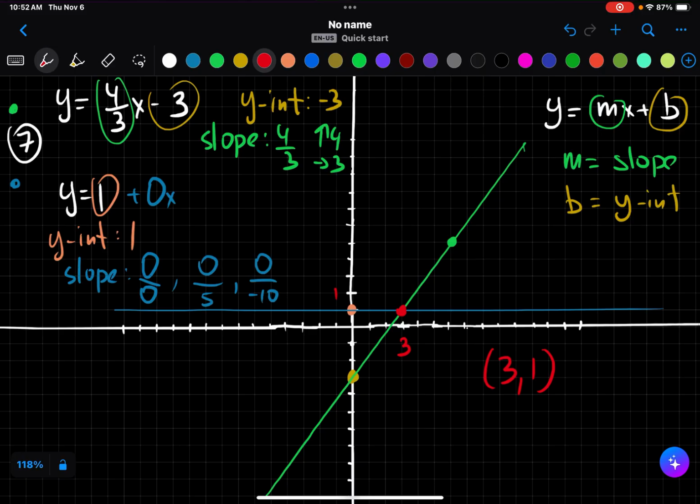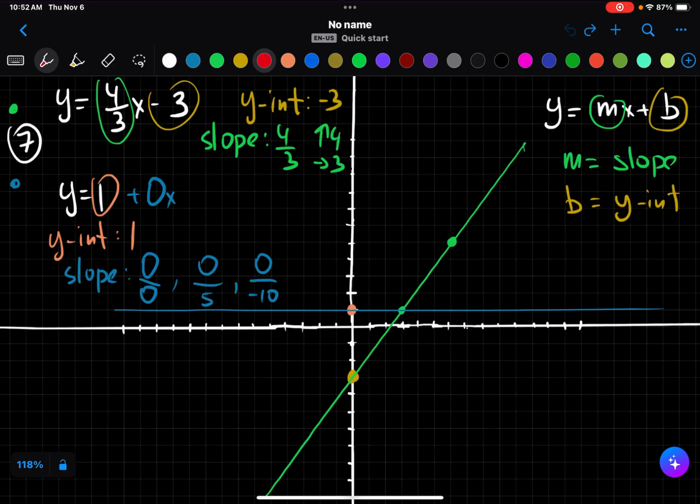I mean, if I were to plug in a 3 for the x, it would be 0 times 3, which would just become a 0. So technically speaking, it works. Yeah, that's number 7 right there. Let me know if you have any questions. Pause this if you need to. And we're going to move on to number 8.